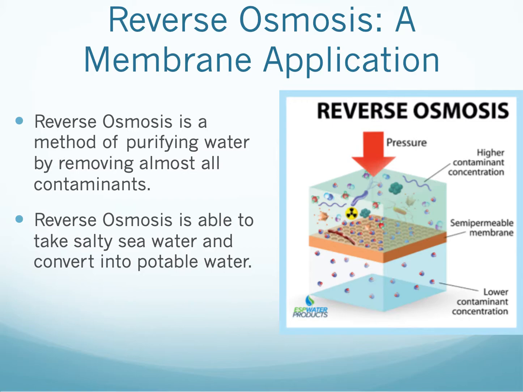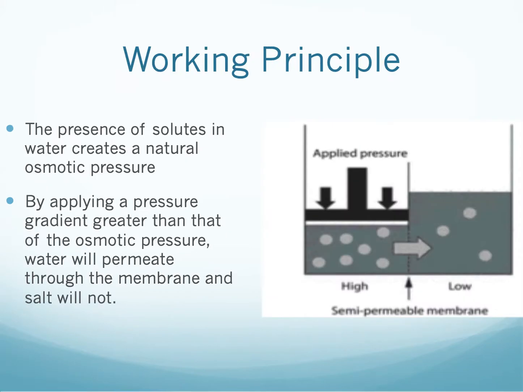This can be done through reverse osmosis, a membrane application. Here, reverse osmosis is a method of purifying water by removing almost all contaminants. And in this situation, we are taking seawater, which has too much salt to be drunk, and converting it into potable water. This can be seen through the figure as pressure is being applied and water is permeating through the semi-permeable membrane, leaving behind all contaminants and having pure water at the bottom.